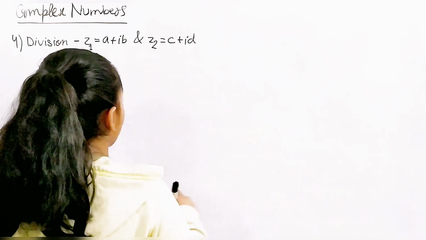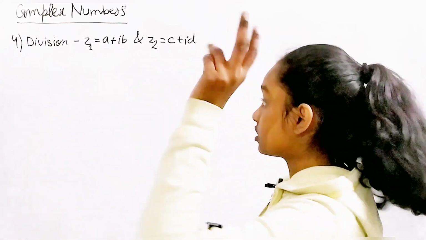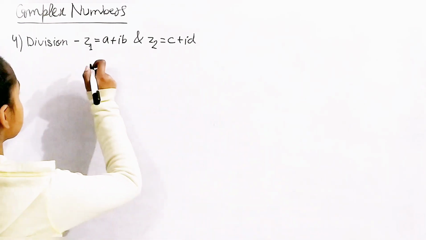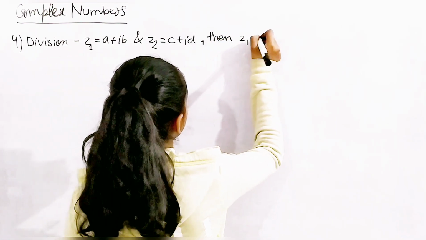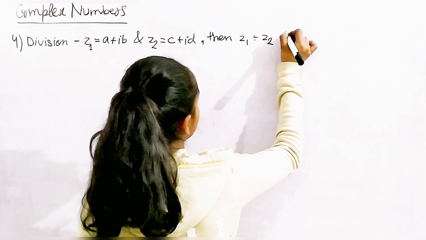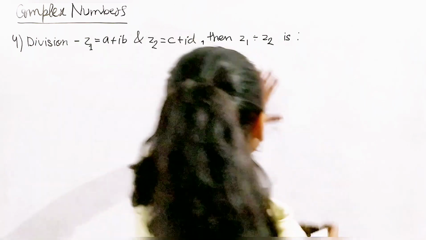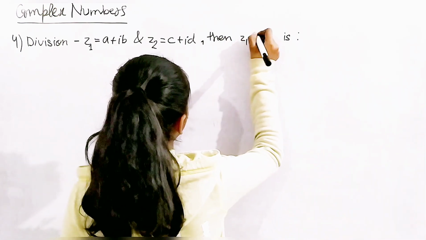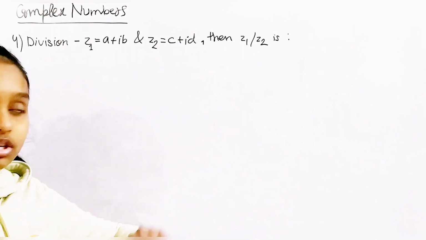Now we have to find the quotient, so we'll be doing the division of these two complex numbers. How will we divide it? Let's have a look. Then z1 divided by z2. You can write it this way, but it's better to write it in the form of a fraction, numerator and denominator. So z1 by z2. I think that's better. Let's just find it now.